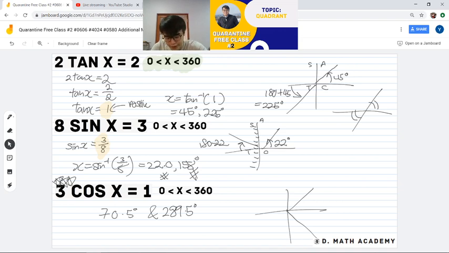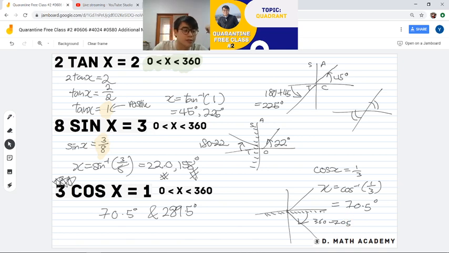The details are over here in the workings. Cosine x equals 1 over 3. x equals cosine inverse 1 over 3. That's how you find the results. So by keying into a calculator, you'll get this automatically, which is 70.5. For the 289.5, slightly tricky. You just have to work backwards. This is like a mirror over here, so reflect it down. 360 minus 70.5 for you to get the answer.